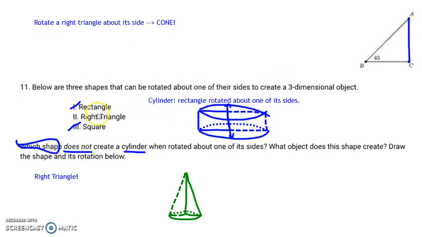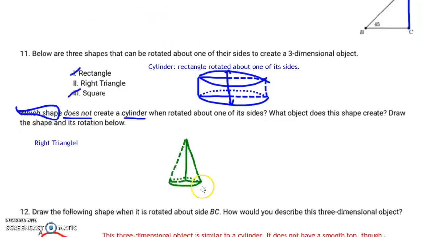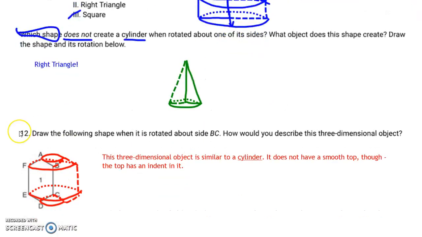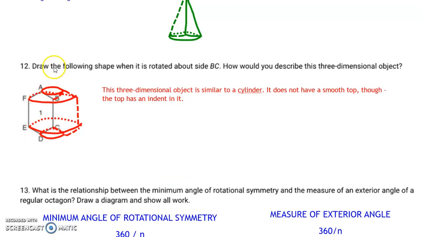We know that rectangles, and by extension squares, are all going to give you cylinders. A cylinder is what happens when you take any rectangle and rotate it about one of its sides, and a square is a type of rectangle. However, when you take a right triangle and rotate it around one of its sides, as previously stated, it gives you a cone. It asks you to draw the shape and its rotation. The Regents is not going to ask you to draw the shape, but I am, because I want to see your art. For question 12, this was a question that stumped some students.